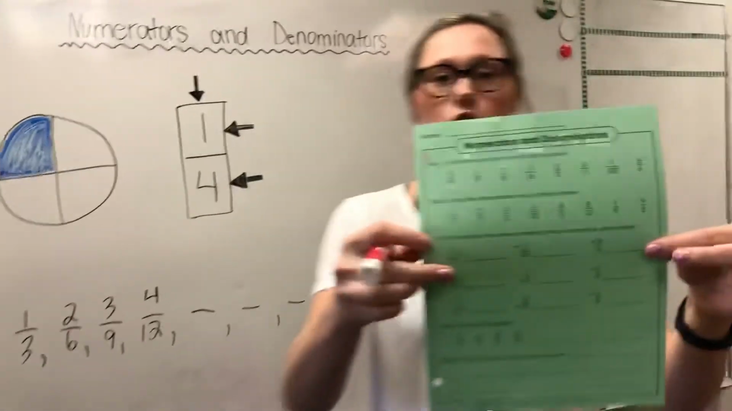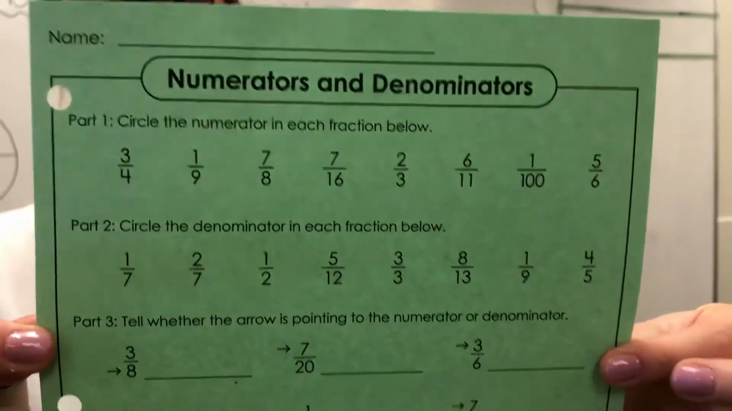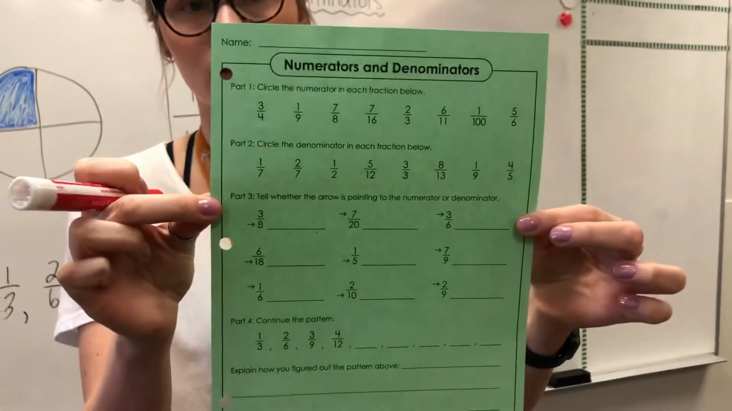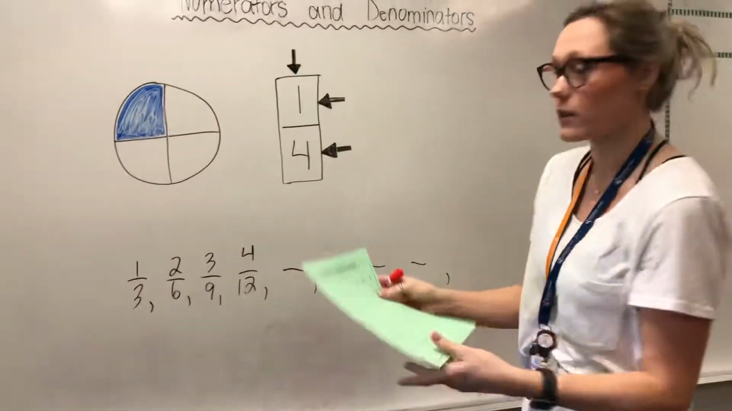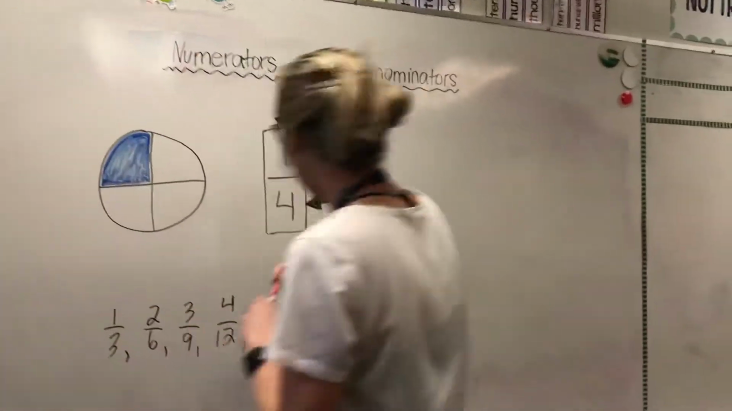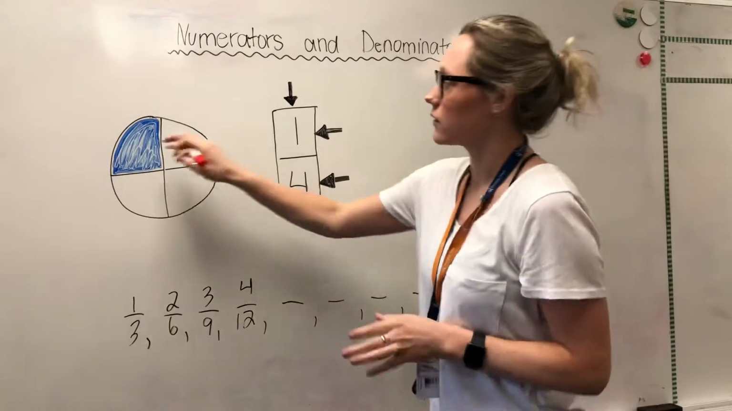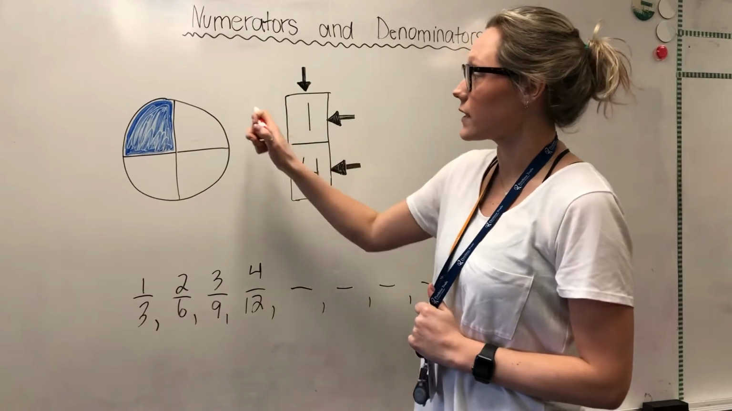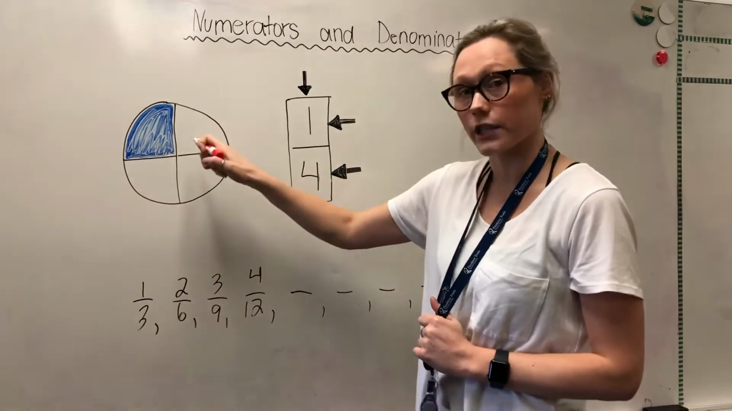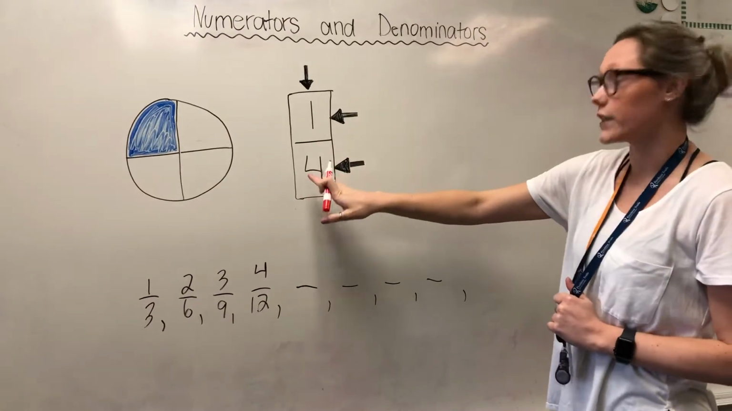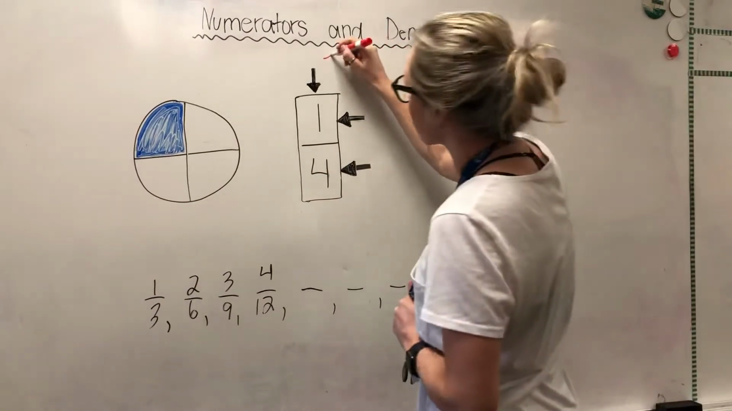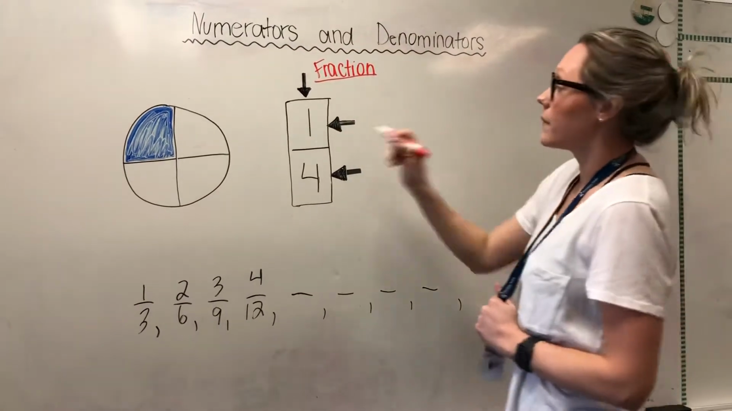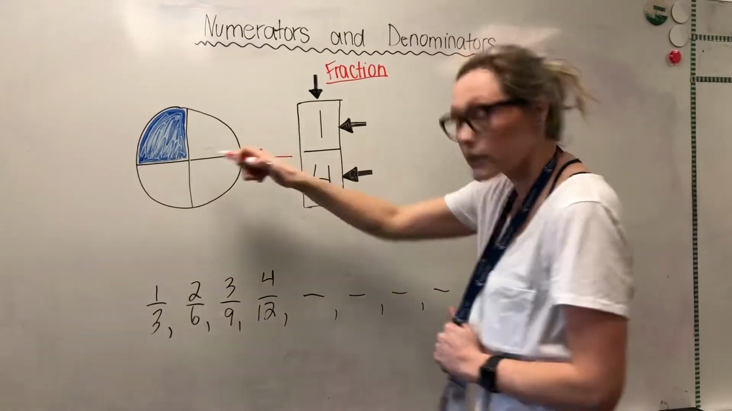Okay, we are on to our fifth worksheet. This one is called Numerators and Denominators. This is the worksheet that you will be doing, and I'm just going to go through a few examples of what exactly numerators and denominators are. Here I have my circle divided into 4 with one part covered. This is my picture of my fraction. Here I have my written fraction. So this is my fraction. That's what I'm labeling it. But this is shown pictorially here.